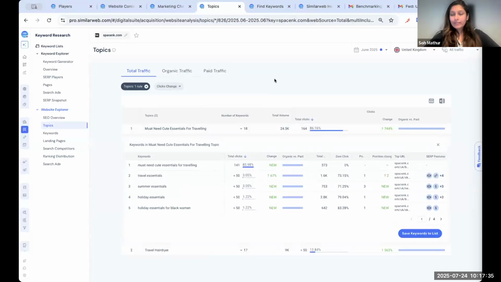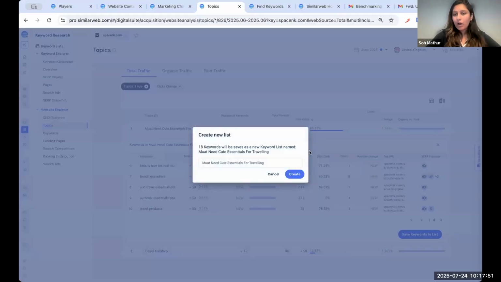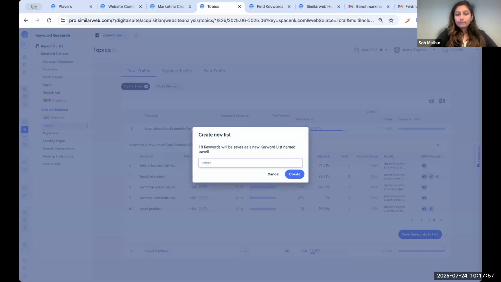Now, with that said, there's obviously multiple different keywords that you can see here per topic, right? And there's 4 pages that you can go on and search for these top keywords. But how can you use this more efficiently? You can go ahead and create a keyword list of all of these keywords within that topic. I'm going to call it traveling essentials. And I'm going to click on create, and it's going to get saved on my platform.